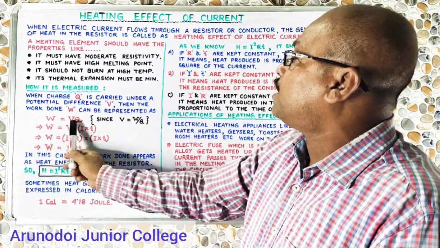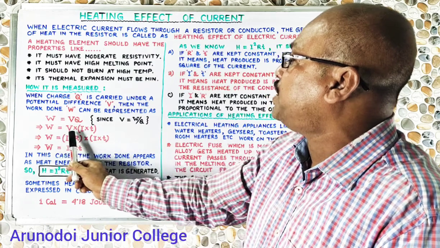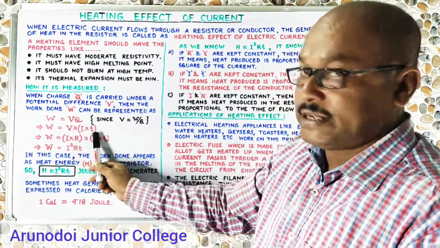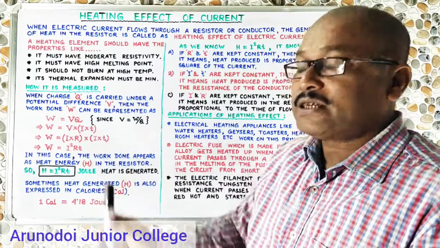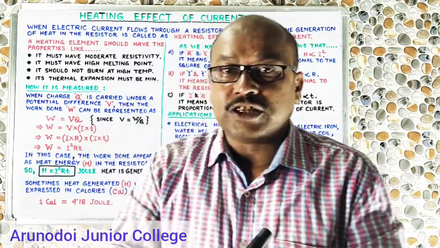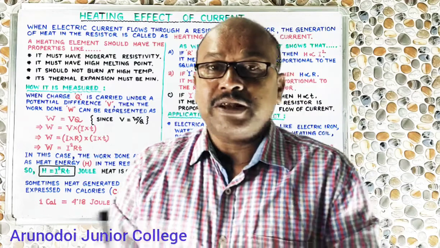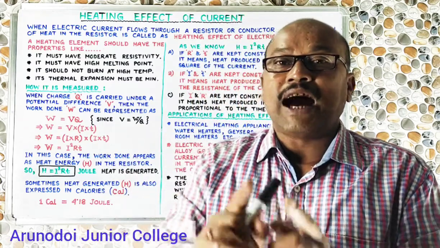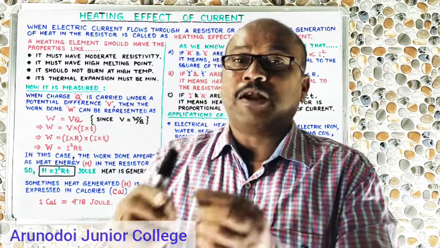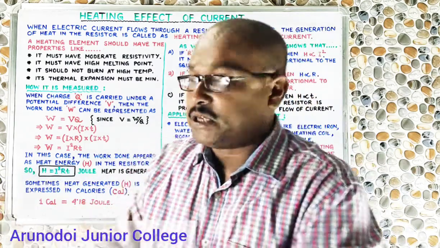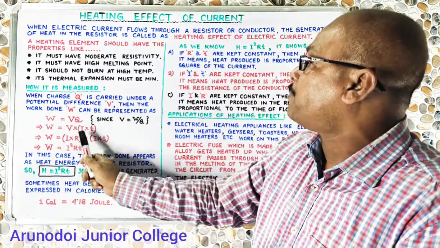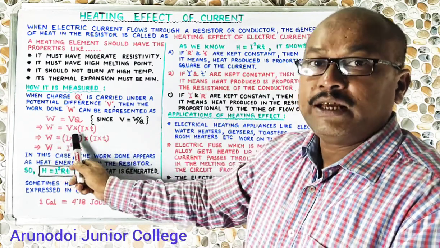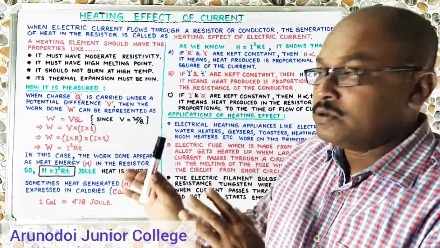Now W is equal to VQ means W is equal to V into IT. Why? Because Q is equal to IT. And we are getting this from the equation I is equal to Q by T. Means current is equal to charge divided by time. That is I is equal to Q by T. Therefore Q is equal to I into T. And in place of Q we are putting the value I into T. So W is equal to V into I into T.